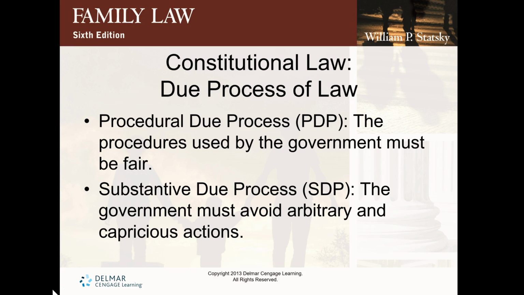Now, substantive due process requires that the government must avoid arbitrary and capricious actions. This is the content, the meat and potatoes, that ultimately could result in the deprivation of a person's life, liberty, or property. This is a constitutional requirement that the government avoid capricious actions that would deprive someone of their life, liberty, or property, regardless of how fair the government is in the procedures that lead to the actions.